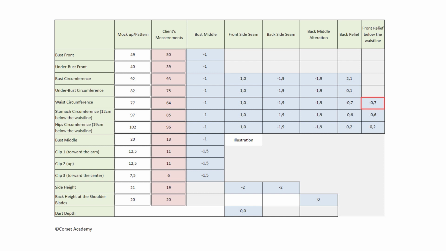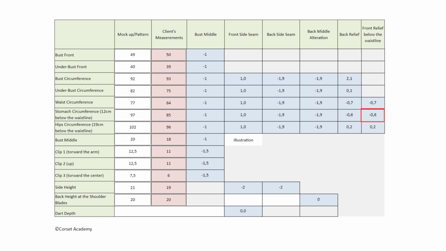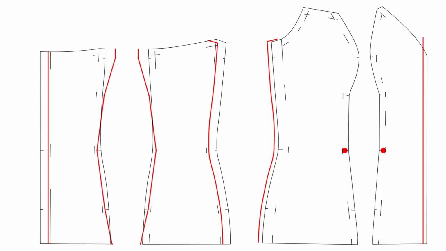Now we move forward to the front relief alteration. All the actions are the same. Let's look at the values in the column front relief below the waistline. The value on the waistline is negative 0.7 centimeters. We put the dots negative 0.7 centimeters from the front relief on both parts. The value on the stomach line is negative 0.6 centimeters. We put the dots on the stomach line negative 0.6 centimeters from the front relief on both parts.